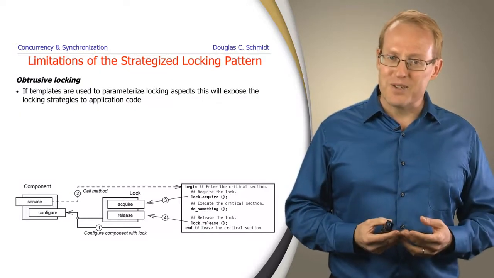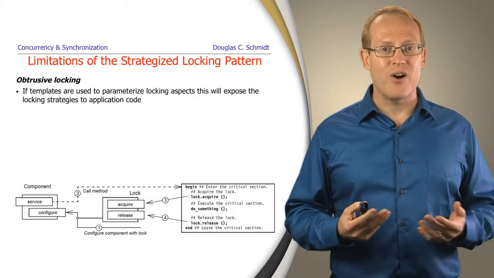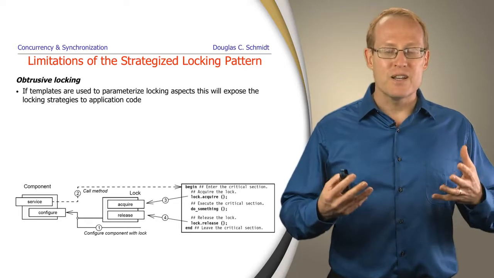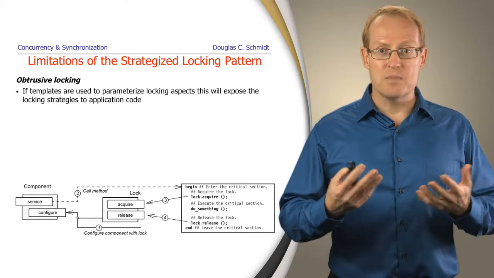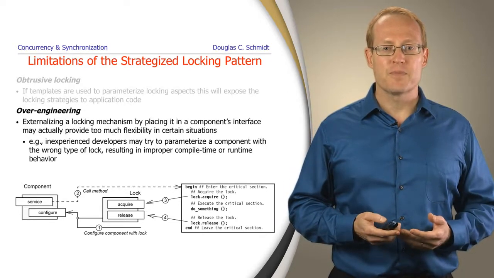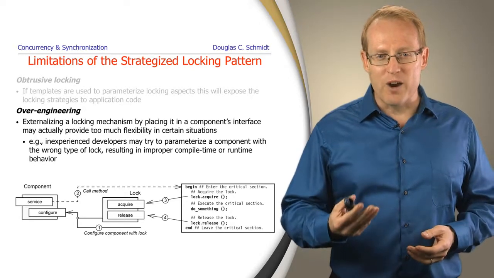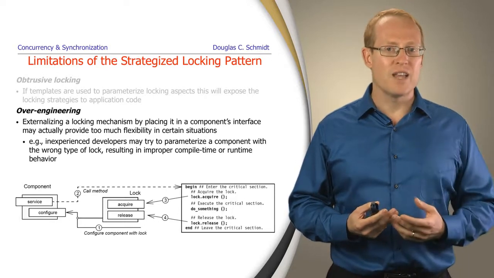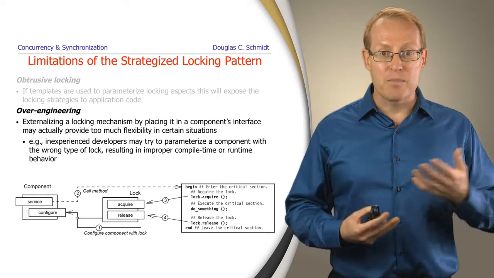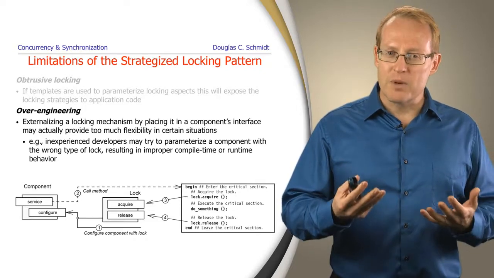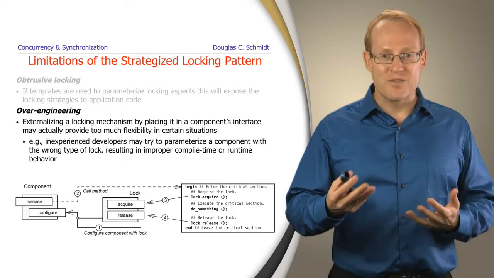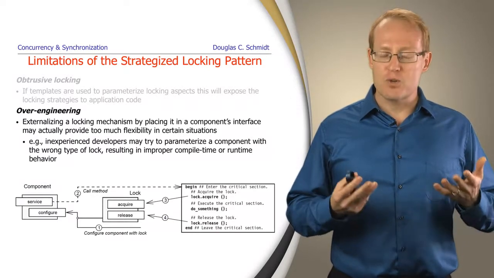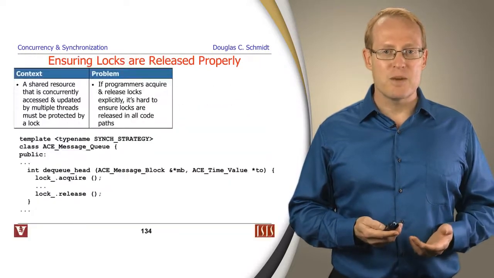Of course, there are some downsides. One of the problems is that the locking now moves out to the interface of the class. And sometimes you want the locking mechanisms to be secret, so people don't even know that they exist. And this makes them more overt, more obtrusive. You might also think of this as being a bit over-engineered. If you're not careful, people can do it wrong. They can put in the wrong kind of locks, and things will fail in somewhat subtle and pernicious ways. We'll talk about a couple of other patterns shortly to help reduce the risk of that occurring, but it's always a risk. So that was basically the strategized locking pattern and applying it to the ACE message queue.